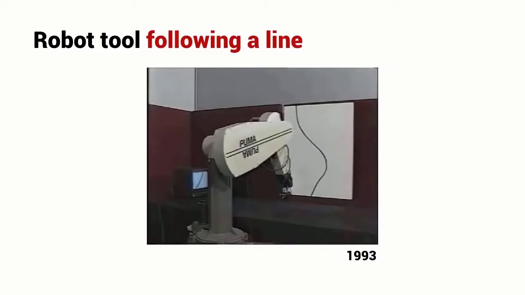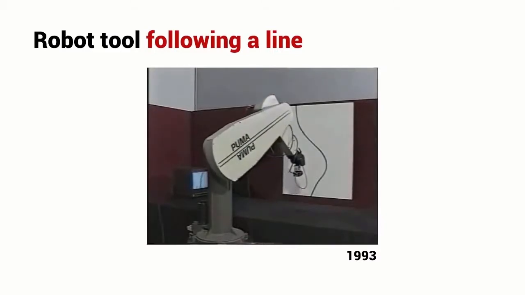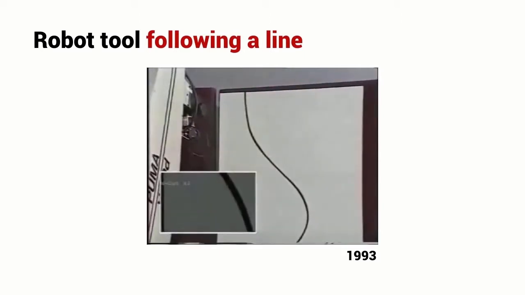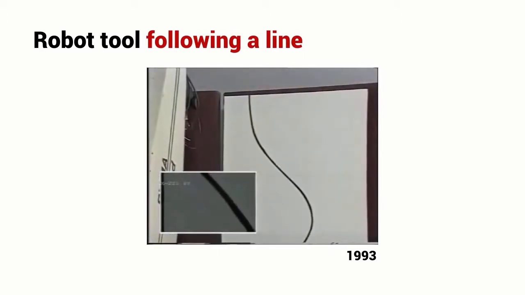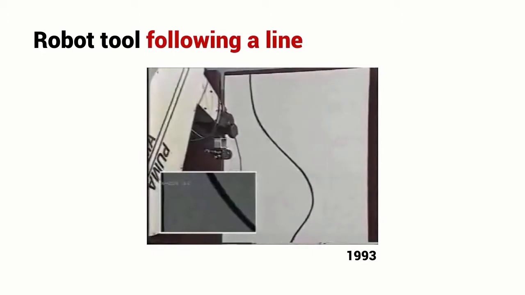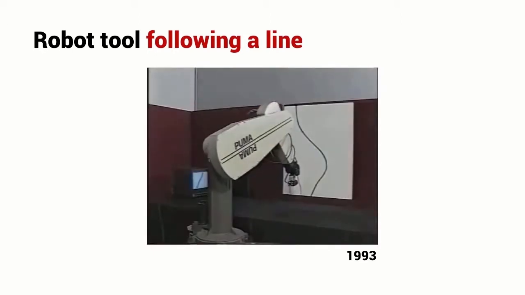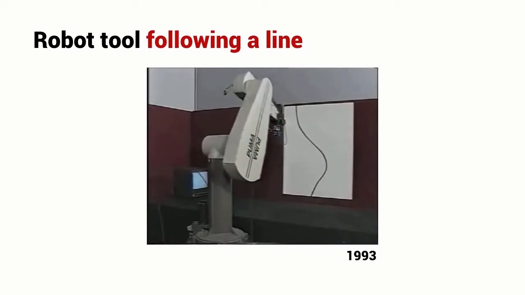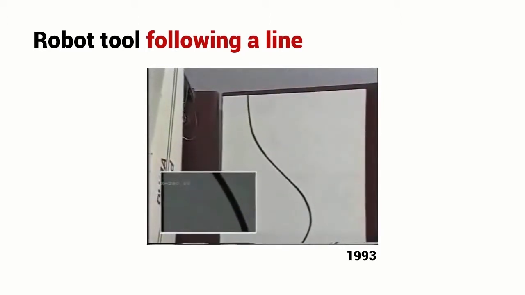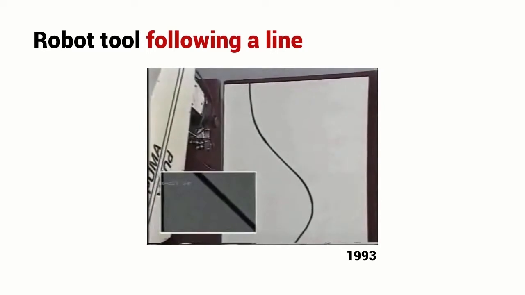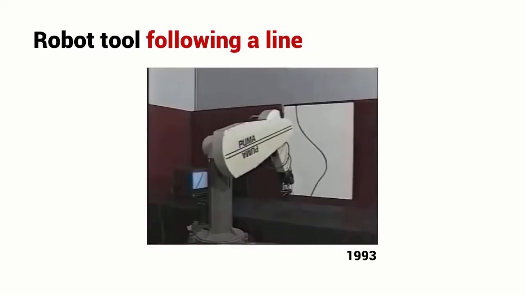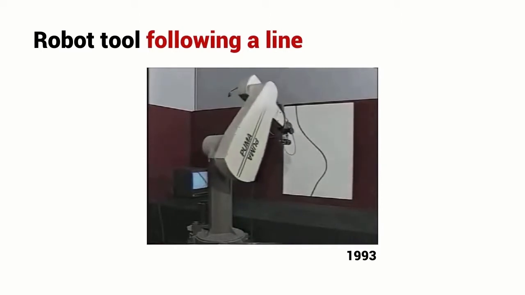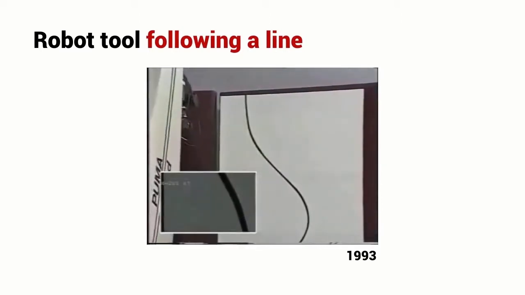Here's an example of this in practice. This is some work from my own PhD research way back in 1993. And here the robot arm is programmed to move upwards and downwards at constant velocity. But the horizontal motion of the robot arm is controlled by the shape of the line that it is observing. So in this sense, the robot is reacting to what is in the world. So I could put any shaped line in front of the robot and the robot's arm would move and trace a path along that line.